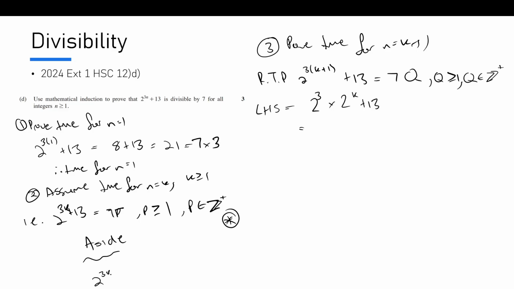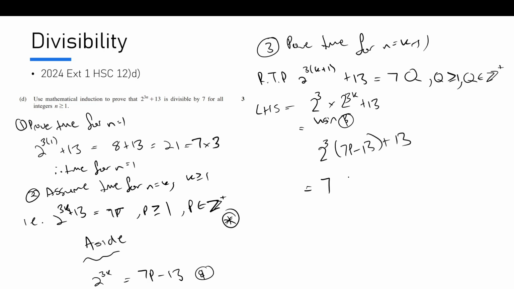So we have now 2 to the 3k is equal to 7p minus 13. And we're going to refer to this as beta, to avoid confusion. So now we have this 2 to the 3k here, and we have this 2 to the 3k here. So we're going to say using beta, that's going to be equal to 2 to the 3 times 7p minus 13 plus 13. And now you might be able to see what's happening from here.